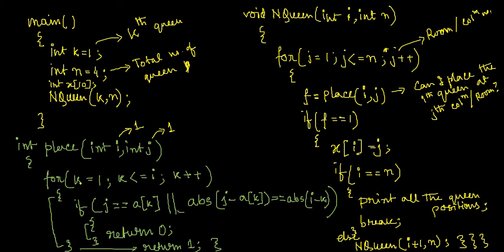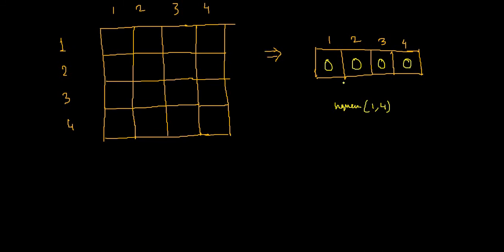So if condition false means return 0 will not happen. So I'll go for the new for loop, the new value of k becomes 2, and 2 less than or equal to 1 will become false. So the loop will break and return 1 will come. That means you can place the first queen in the first position. If equal to 1, then X of 1 will be equal to 1. That means you can place the queen 1 somewhere over here. You have placed it.